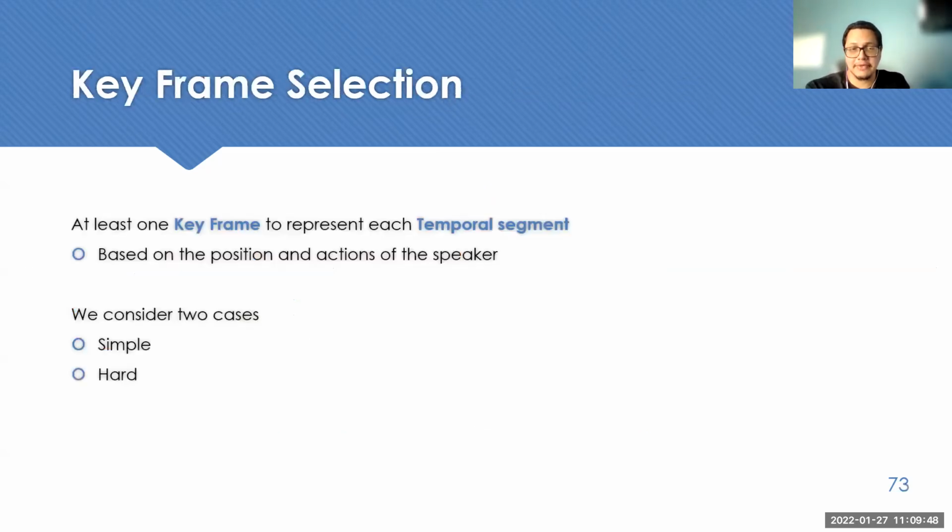Now, how do we select keyframes if we haven't looked at the content yet? We still have some information from the speaker actions and where the speaker is writing, and we kind of know the position of the hand. So based on this information, we can make some estimation of where the content should be. It's not perfect, but it works fairly well in practice. Now, extracting the keyframes can be a process. We distinguish between two cases. It can be easy at times, or it can be hard sometimes.